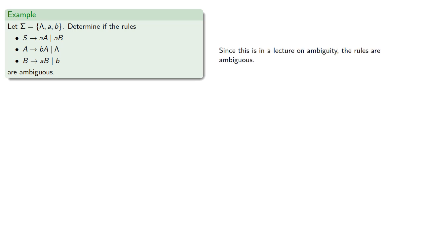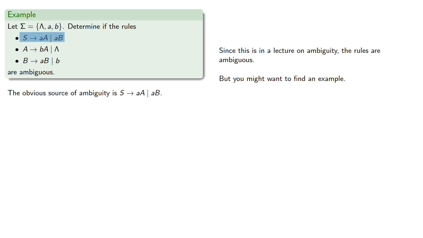Now, since this is a lecture on ambiguity, the rules are ambiguous because otherwise we wouldn't have introduced them, but you might want to find an example. The obvious source of ambiguity is this production rule where S could produce either AA or AB.